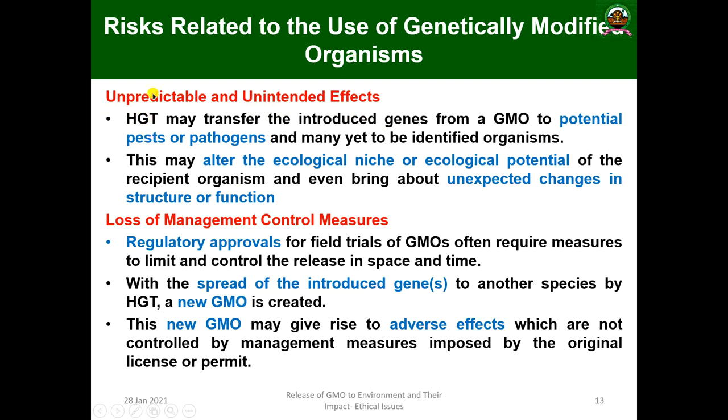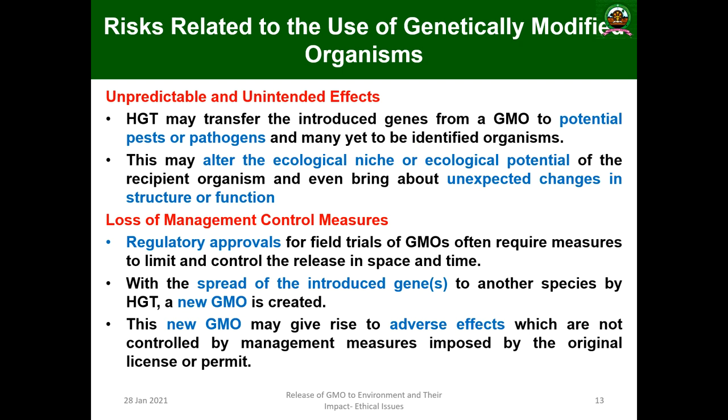I told you that due to horizontal gene transfer, what is going to happen is not predicted. A potential pest or pathogen may be yet to be analyzed, but it will introduce the new gene, creating a new feature that we never expect. Or unwanted features alter the ecological niche or ecological potential of the recipient organism, and unexpected changes occur in the structure and function of the gene. The normal structure and function of the gene will be completely changed, and it produces an unintended side effect. So that is another important thing.